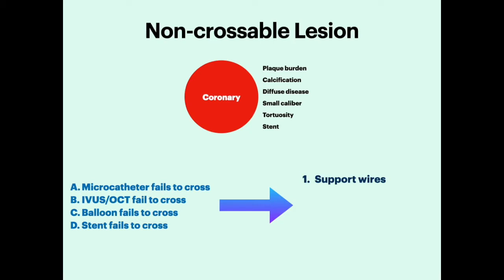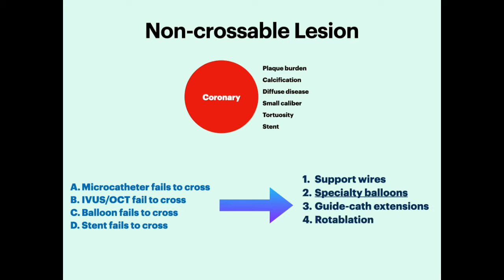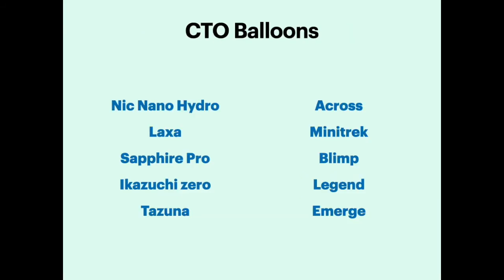Support wires are important, then specialty balloons, our topic today, are extremely important. Guide catheter extensions are helpful, and of course when it is a calcified lesion, then you need debulking by either rotablation or orbital atherectomy. So what specialty balloons do we currently have for crossing CTOs?